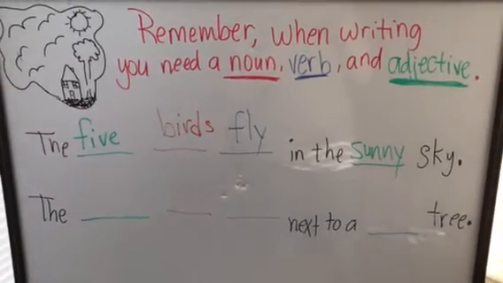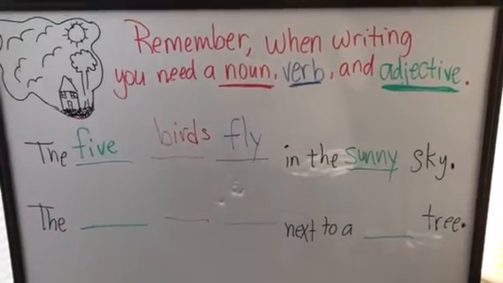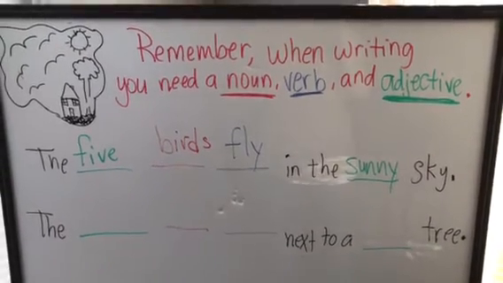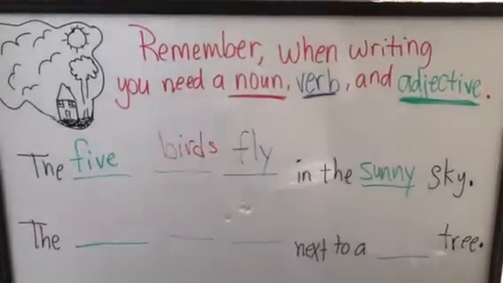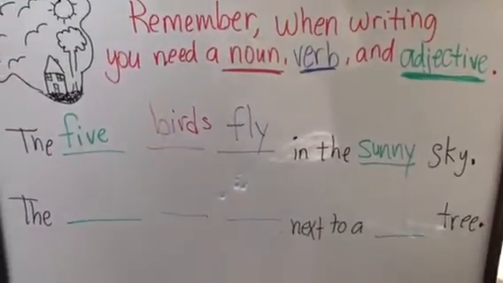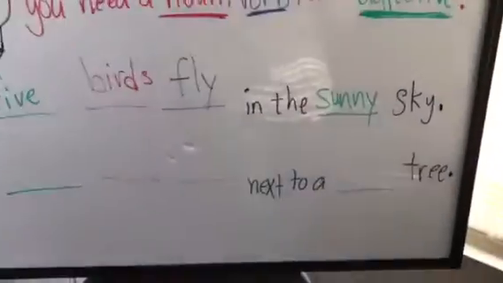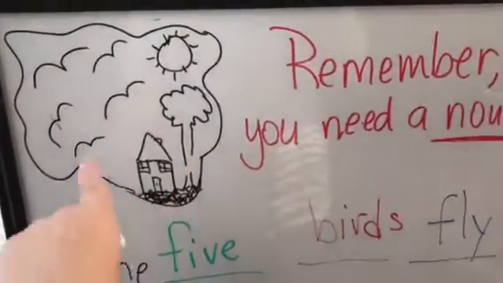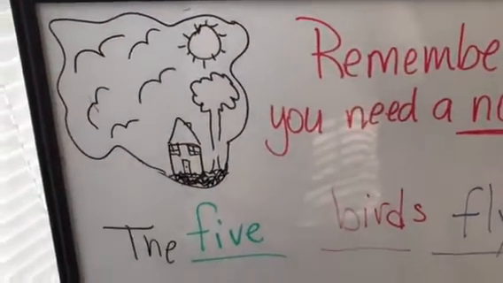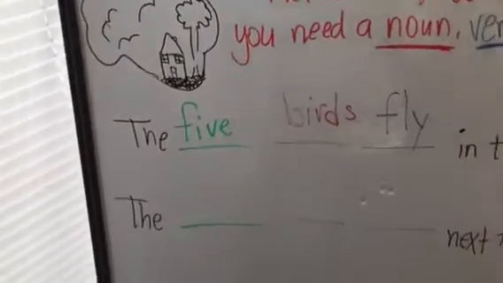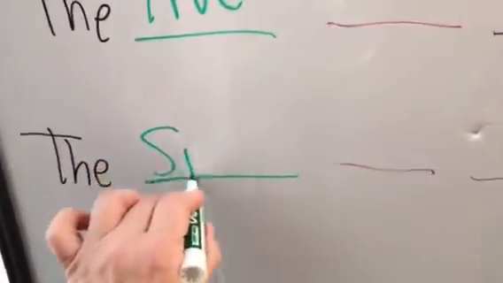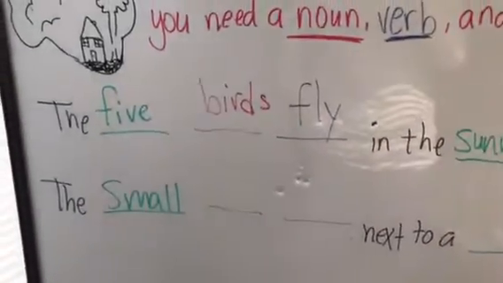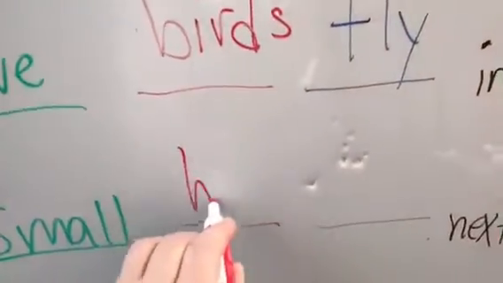The blank, blank, blank next to a blank tree. Okay, my first line is green. That means I want an adjective, but my adjective has to describe something. All right, what do I see next to a tree? Next to the tree, I see a house. What word could we use to describe that house? Well, it looks kind of small. So I can say the small what? What is my sentence about? The small house. The small house.